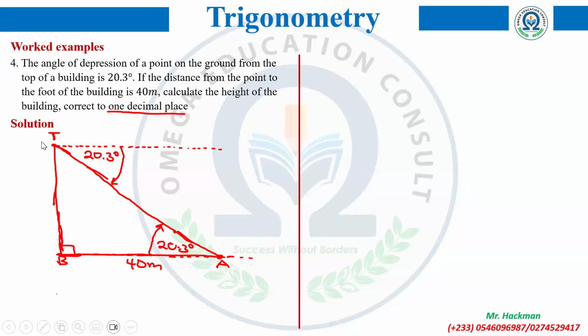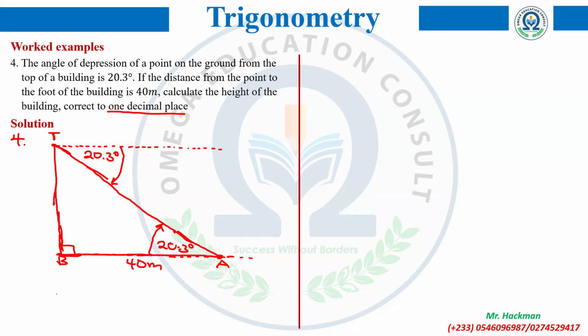Let me go back and indicate my question 4. Don't forget that. Now you are looking at a right angle triangle, with one of the angles known and one of the sides known. The question is asking us to calculate the height of the burden. So we are asked to find the length of TB. Do you agree?